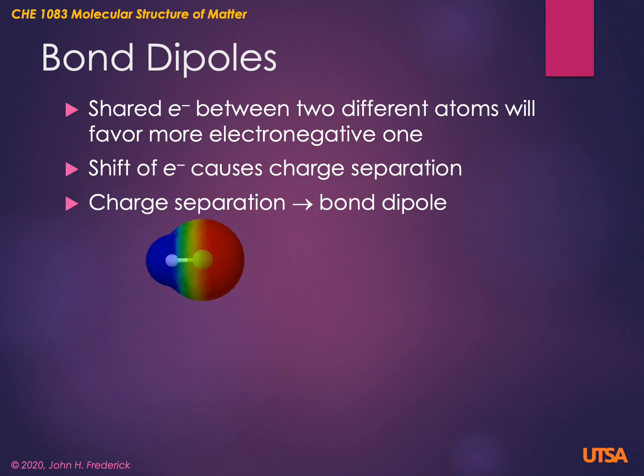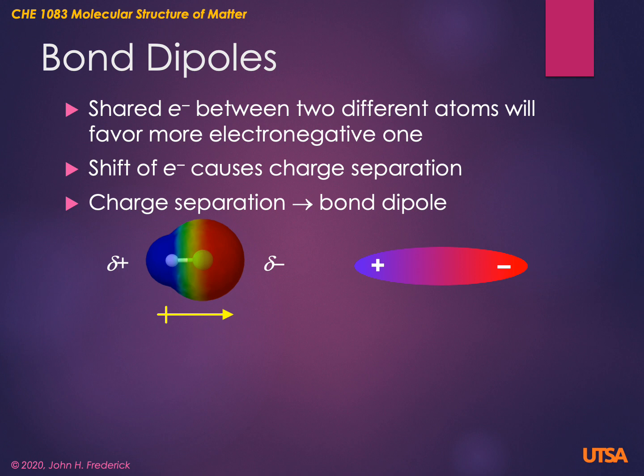All right, so once again, looking at hydrogen chloride, we have a positive end at the hydrogen end and a negative at the chlorine end. The bond dipole is a vector that points from the positive end to the negative end, and the length of that bond dipole tells us something about the degree of charge separation that occurs there. So it is a vector quantity that describes something about charge separation.